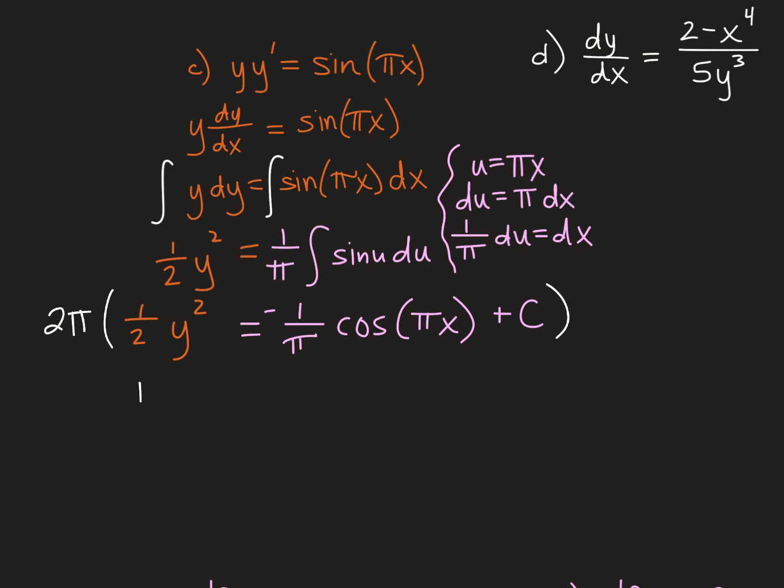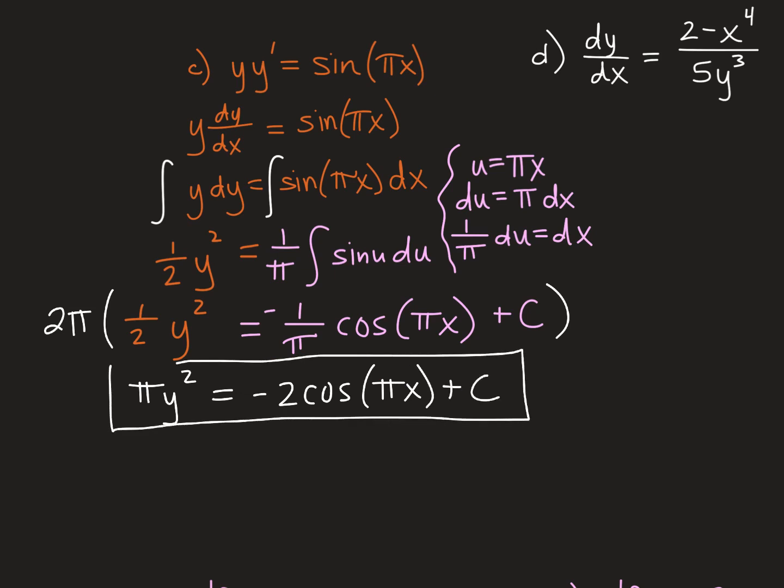So we'll have pi y squared equals negative 2 cosine of pi x plus c. I realize that pi is not an integer, or a whole number or anything nice, but it just looks better than 1 over pi. So that's how we can write it real nice.